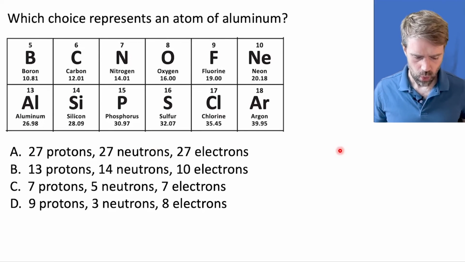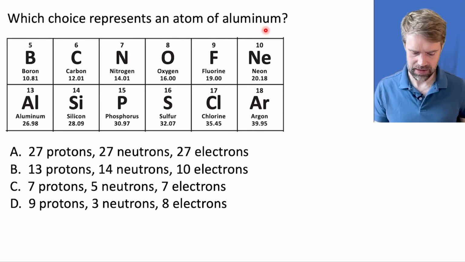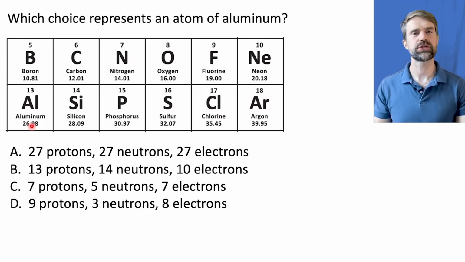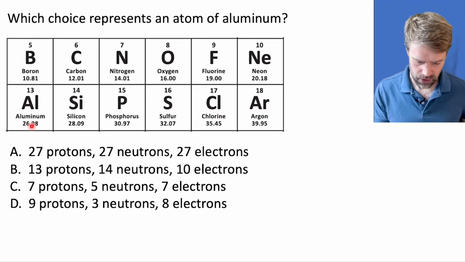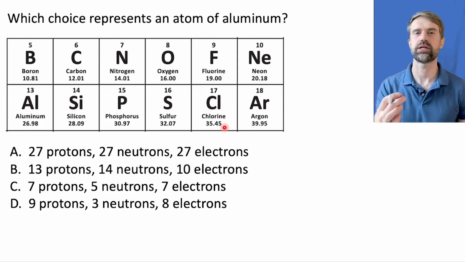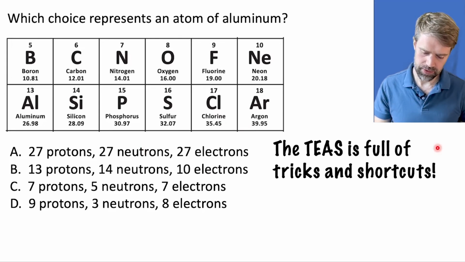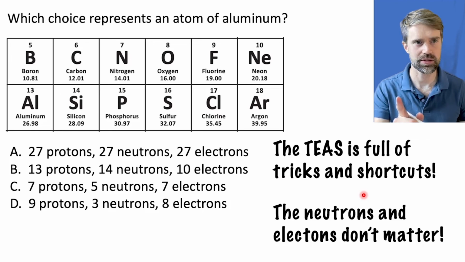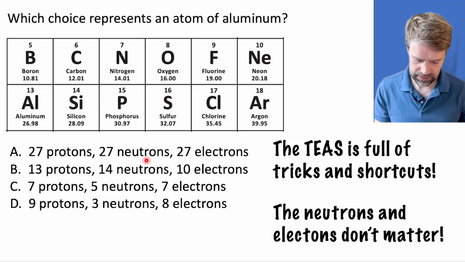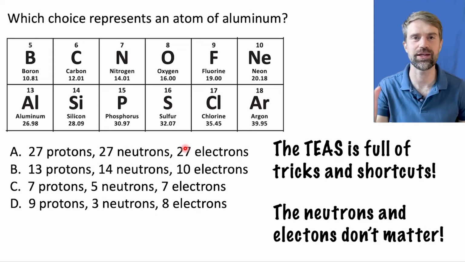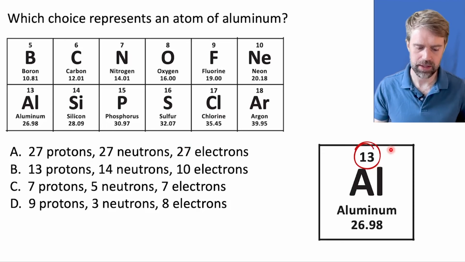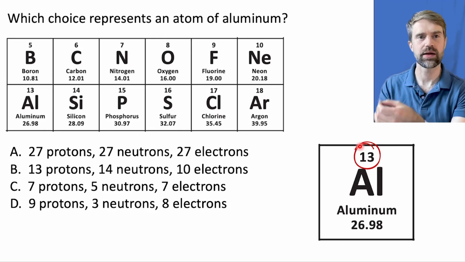One more. Which choice represents an atom of aluminum? We're given a small section of the periodic table. Well, this might seem a little scary because all the choices have protons, neutrons, and electrons, and we haven't talked about these in much detail yet. But remember that the TEAS is full of tricks and traps and shortcuts. The neutrons and the electrons are just here to trick you. They don't matter.